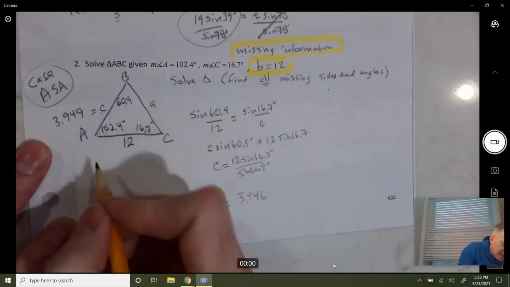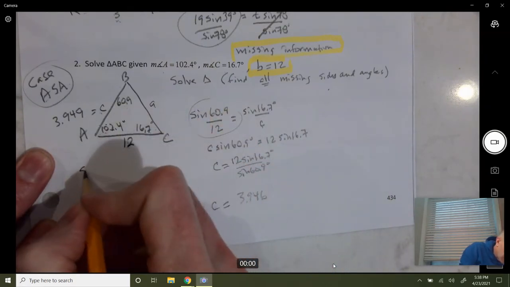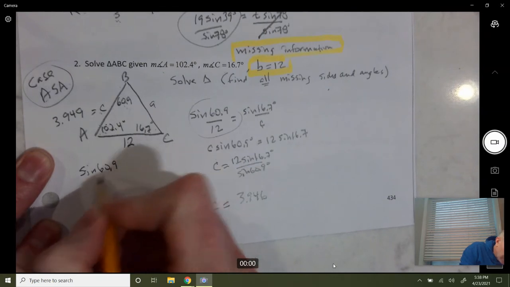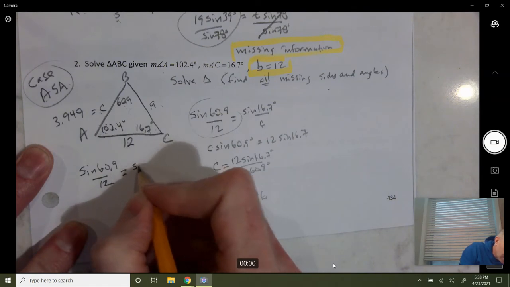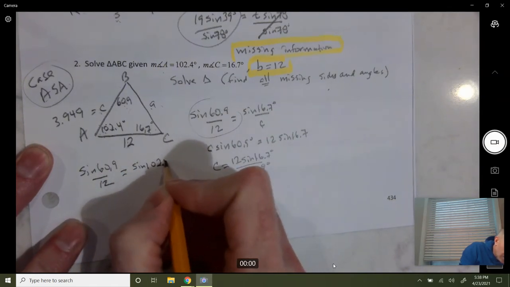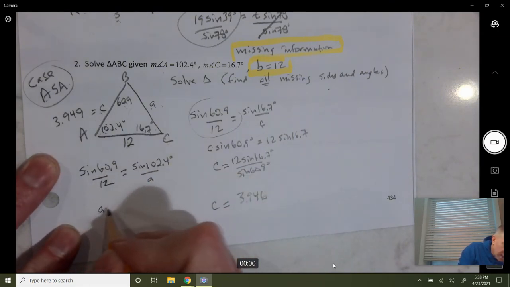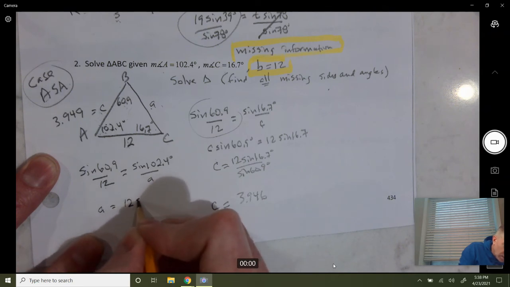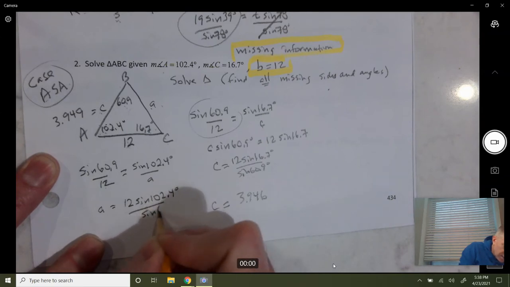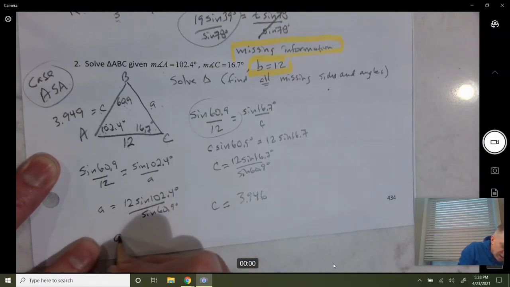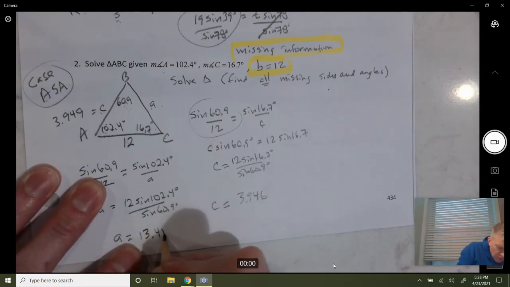Okay, now let's find a. I'm going to use this pair again. I still have sine of b over b, so sine of 60.9 over 12. Now I need to solve for a. Sine of a over a equals sine of 102.4 degrees over a. Cross multiplying, a is equal to 12 sine 102.4 degrees over sine of 60.9 degrees, and a is equal to 13.413.